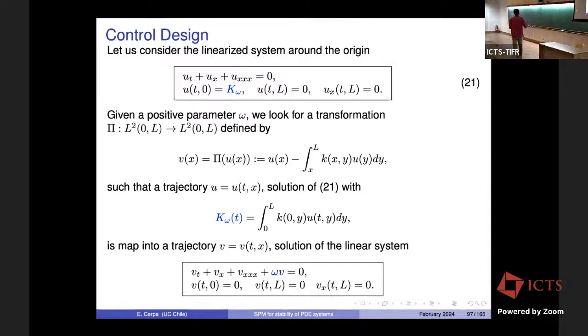So for the linear system, in order to do our control design, we have the linear system 21, and we fix omega, the decay rate that we decide for the system, and we look for a transformation Pi, defined in that way, going from U, which is the solution of the original system, to some V. What we want is to relate the solution of our original equation to this one, where we have the same boundary conditions and homogeneous data, and the key part is that we add this term omega V, okay?